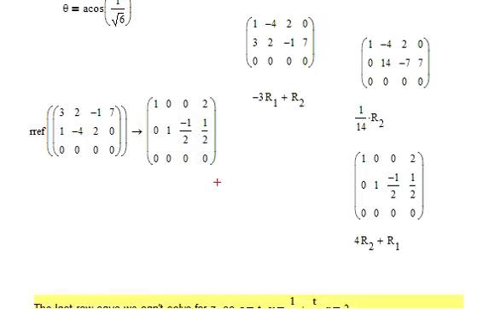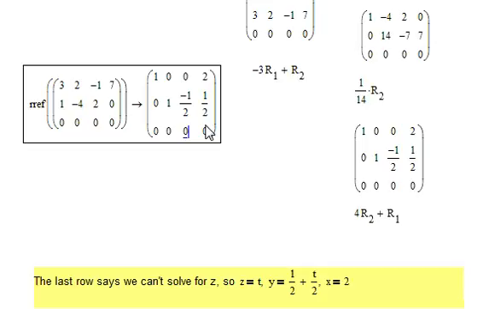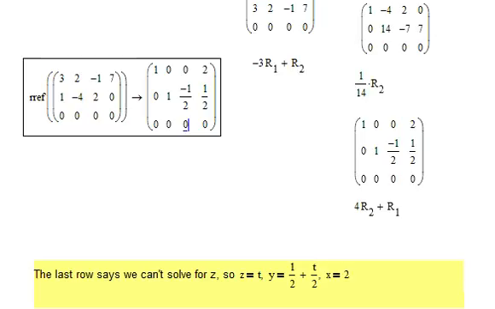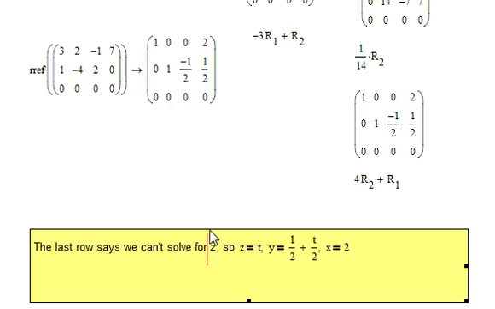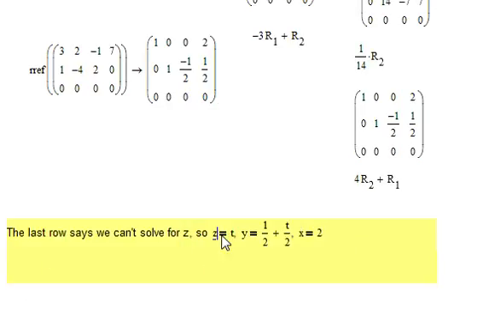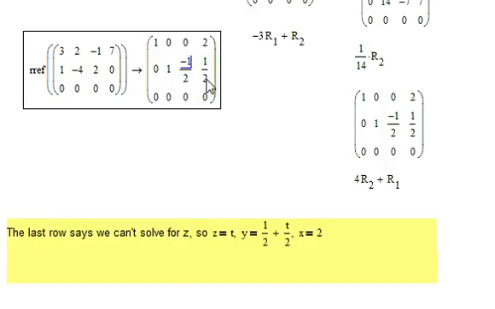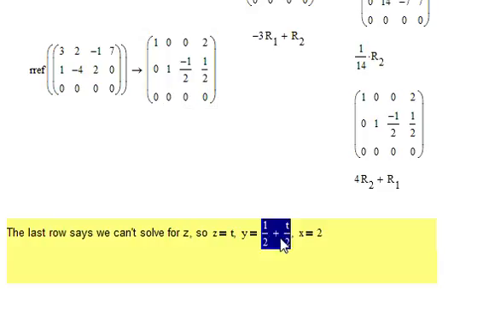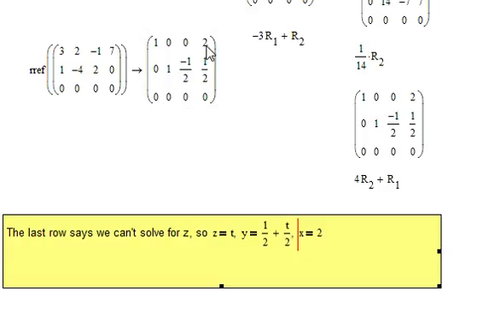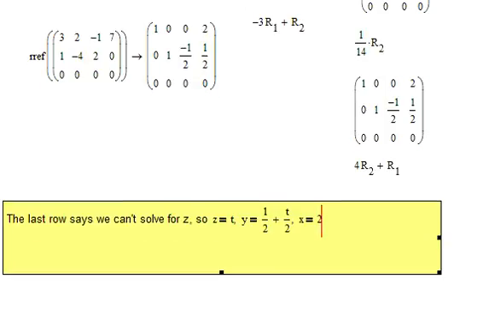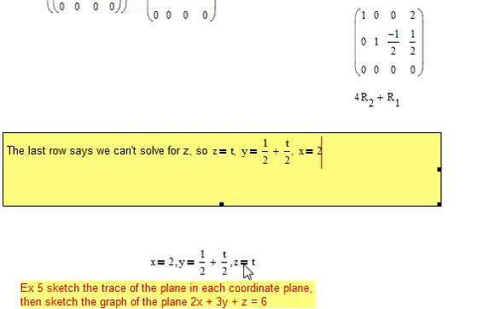So now that I know that, see, Z can't be solved for, right? So we say Z is an arbitrary thing like T. Since we can't solve for Z, we say Z equals T. The second row says Y minus 1/2 T equals 1/2. So add a half T to both sides. Y equals 1/2 plus 1/2 T. And X, of course, equals 2.